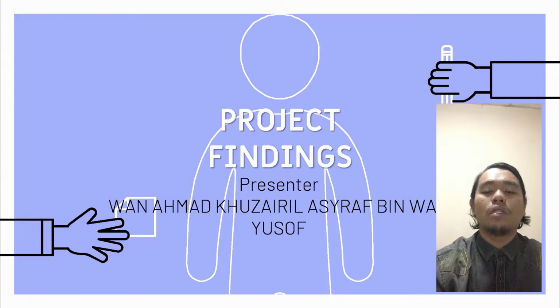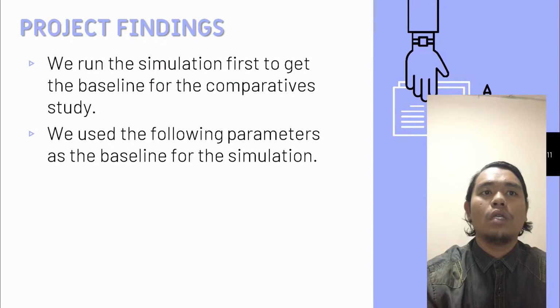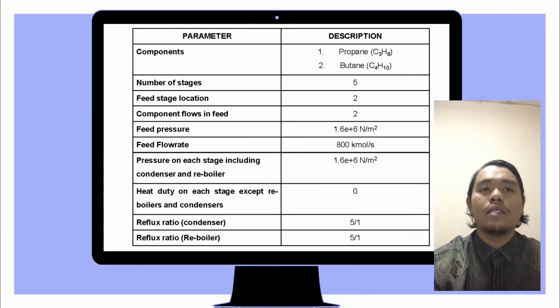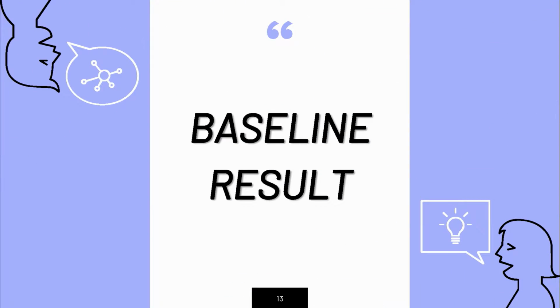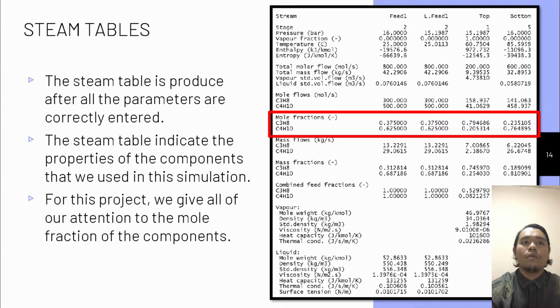I will present about the project findings and the baseline result. For the project findings, first we run the simulation to get the baseline for the comparative study. This is the parameter description that we use. Next, the baseline result for the steam table.